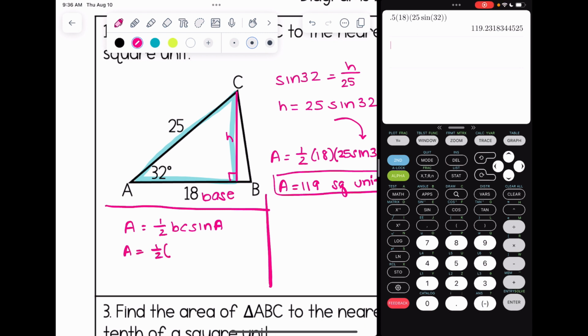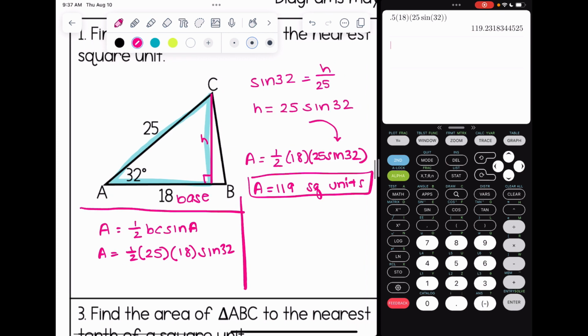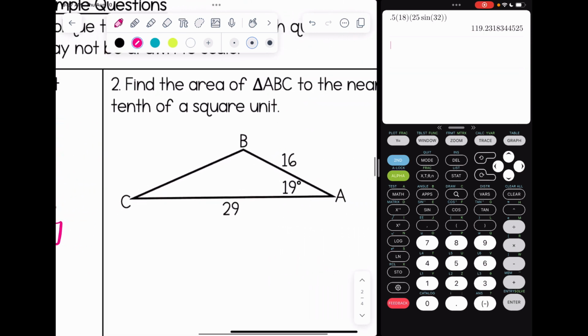So B is the side that's opposite angle B, so that's 25. C is the side that's opposite angle C, so 18. Sine of 32. You'll notice that this is the same exact thing, just the 18 and the 25 are flip-flopped. That means, of course, when I put this in my calculator, I'm going to get 119 again. So we could do it by drawing in the height, or we could do it by using one of these formulas.